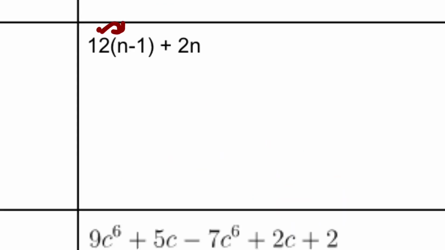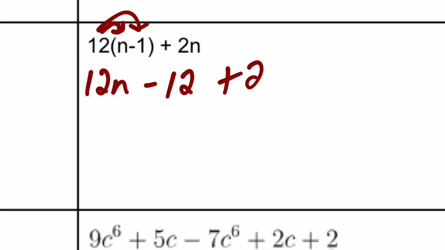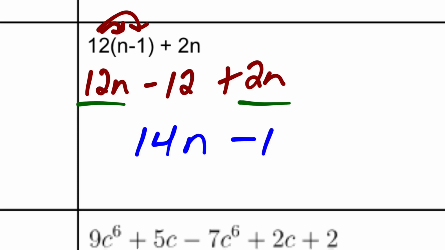Sometimes we have to distribute before we can combine like terms. So this would be 12n minus 12 plus 2n. And then we can notice that the n terms can be combined. So this would give us 14n minus 12.